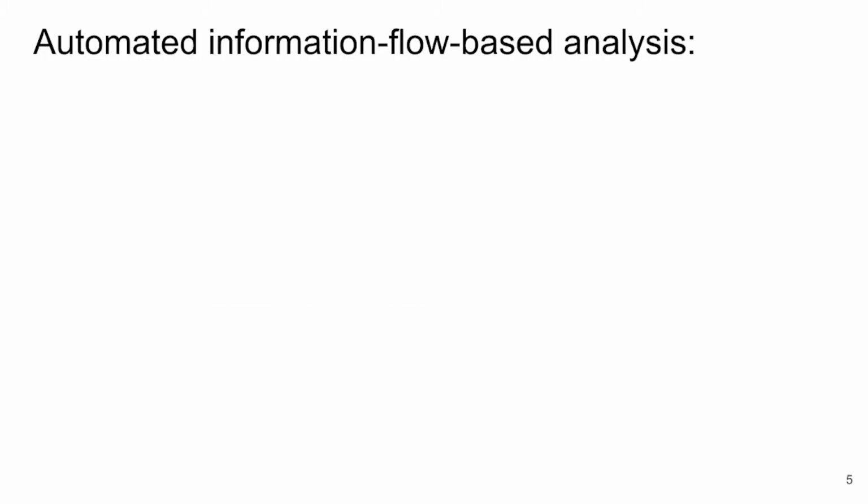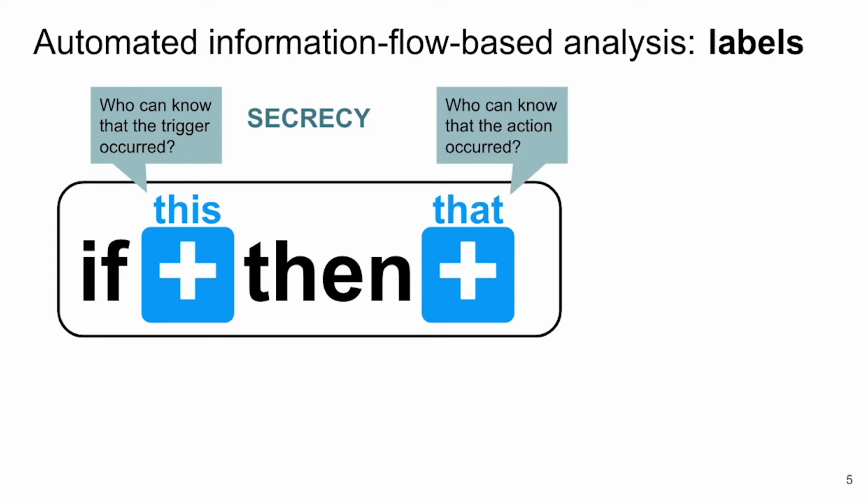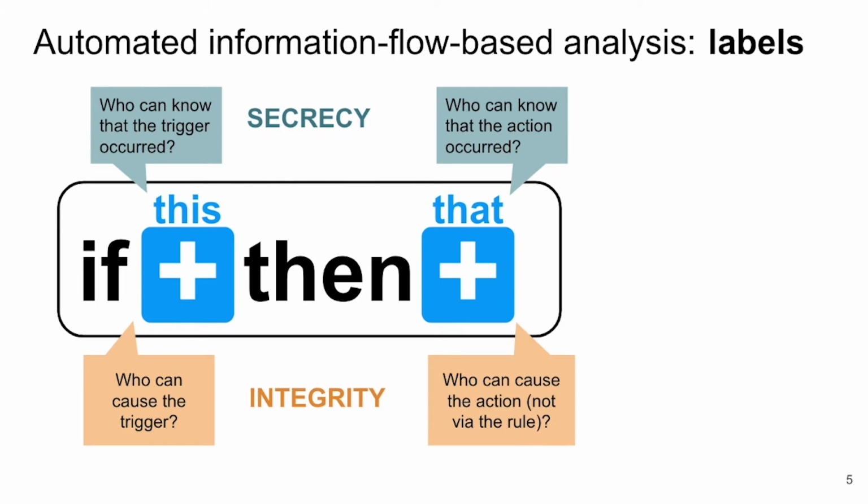So considering the applets in general, how do we automatically determine which ones have secrecy or integrity violations? The first step is to label all of the triggers and actions. For secrecy, the labels describe who can know that the trigger occurred or who can know that the action occurred. And for integrity, they describe who can cause the trigger and who could cause the action without using the rule. These labels are approximations at answers to these questions.